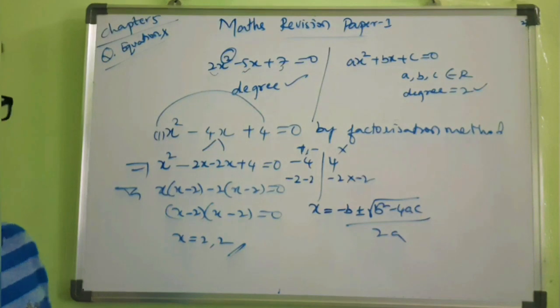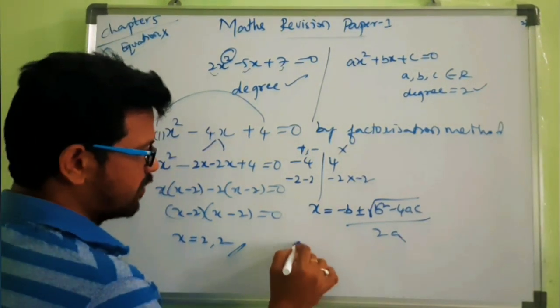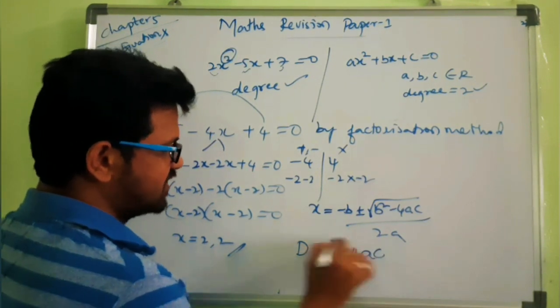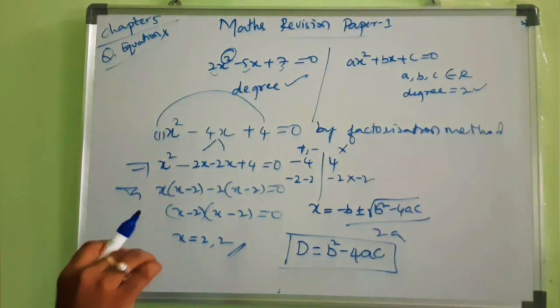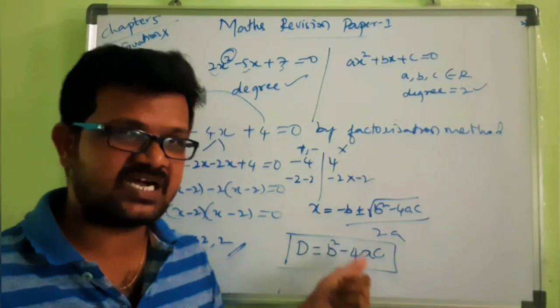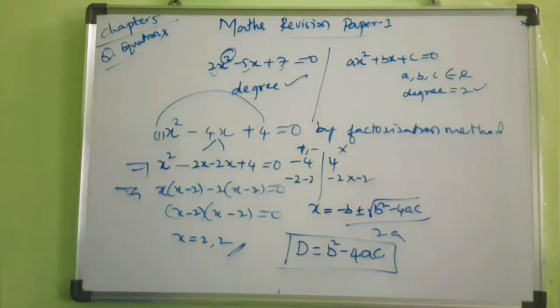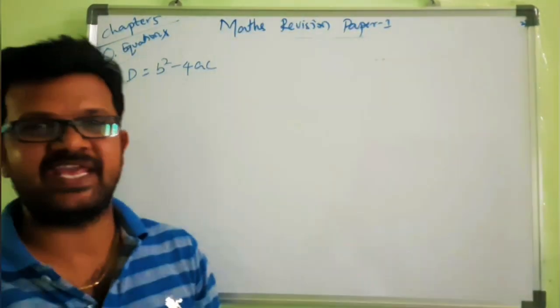And the last one is the nature of the roots. How to find the nature of the roots? Discriminant. What is the discriminant? b square minus 4ac. Based on this value we can find the nature of the roots. Let us see that. So the discriminant is b square minus 4ac.